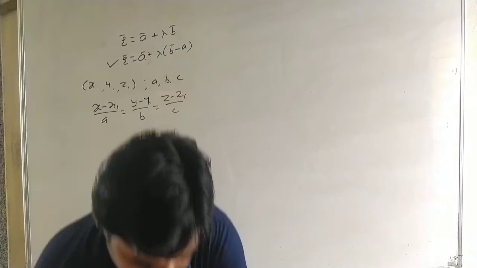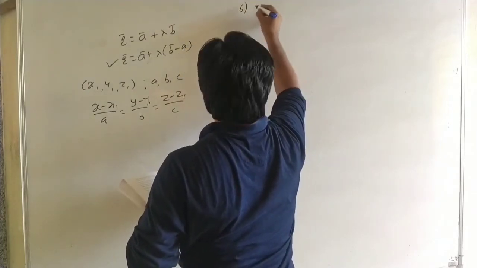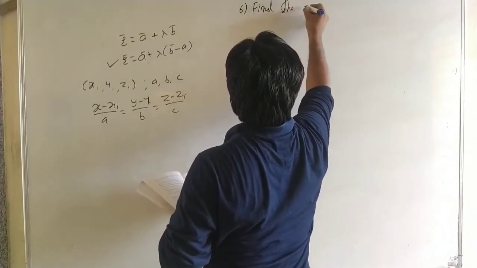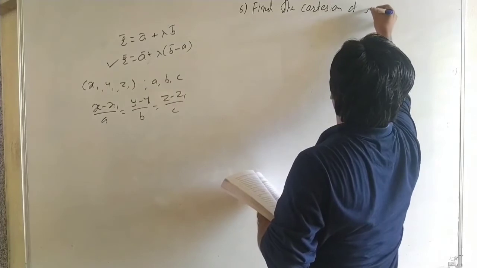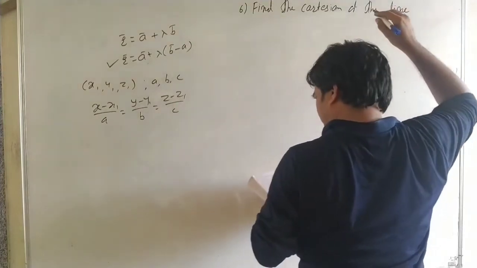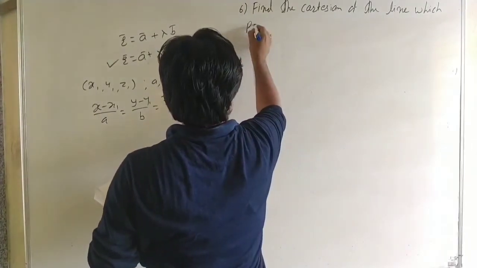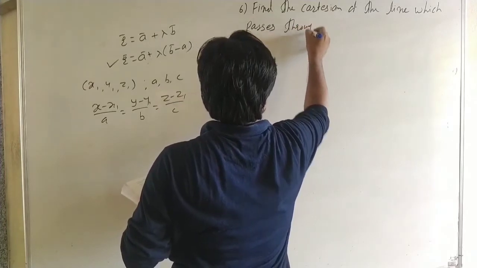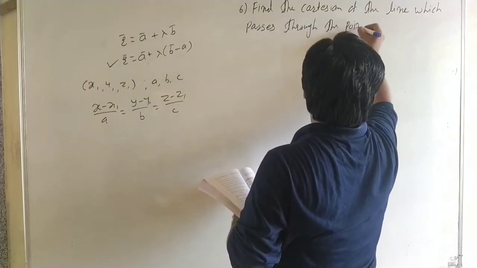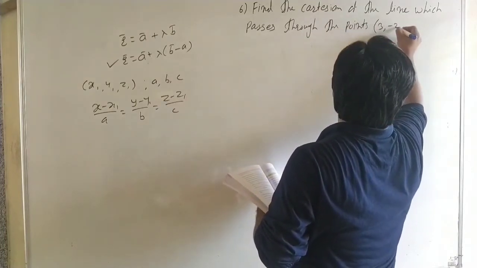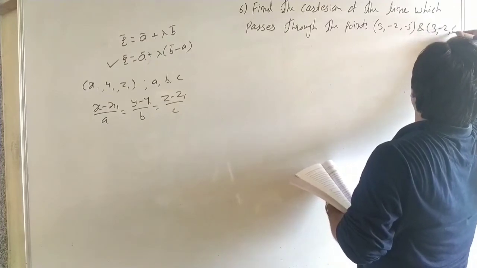Next example. Example number 6. Find the Cartesian equation of the line which passes through the points (3, -2, 5) and (3, -2, 6).